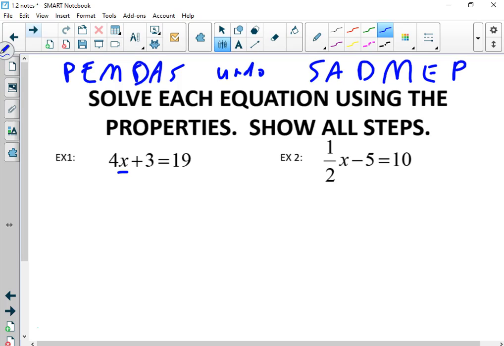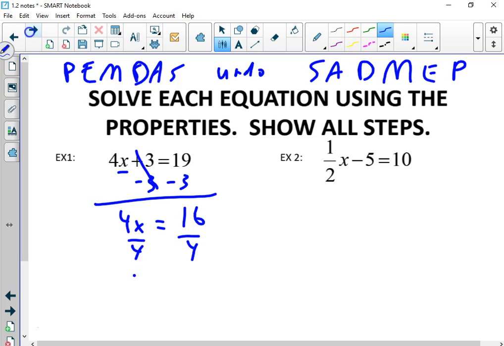So I need to get rid of the 3 first. You work backwards, so I'm going to subtract 3. Cancel. Remember, show all your steps. 4x equals 16. Now that I have it down to 4x, x is being multiplied, so I'm going to divide by 4.